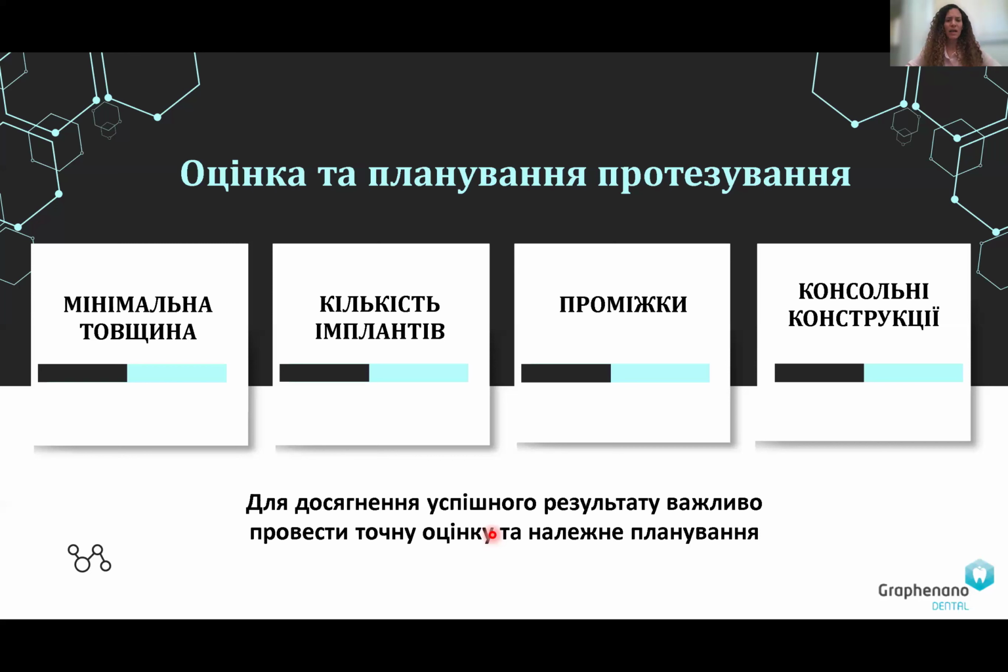For the planning and assessment of our prosthetic, it's important to evaluate the minimum thickness depending on the treatment that we are going to design. Also, it's important to know the number of implants that we are going to place in our patient, the pontics, and the cantilever. Depending on these four things, we are going to plan our case. Without this information, we cannot have a success case doing our treatment.